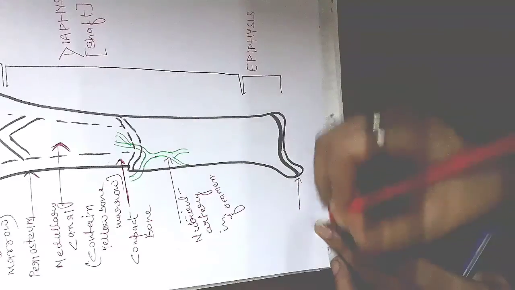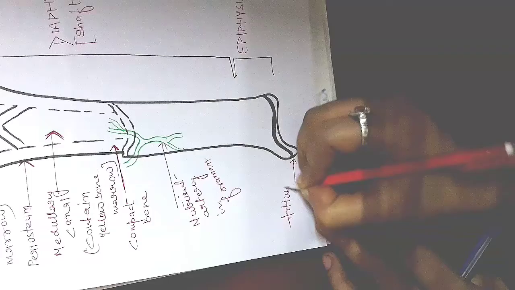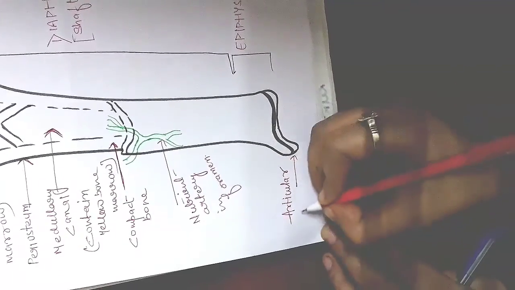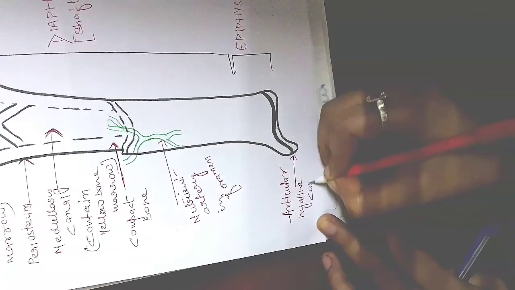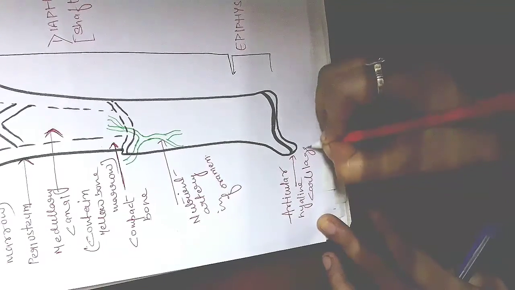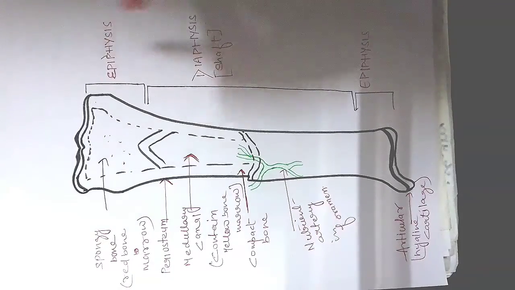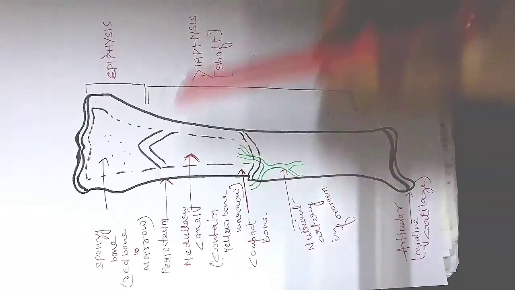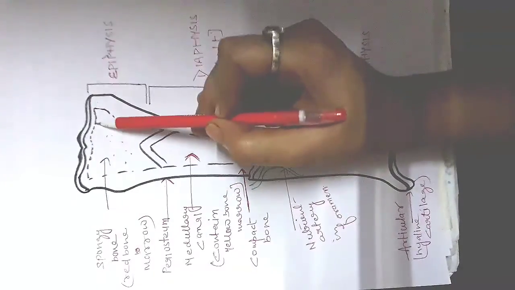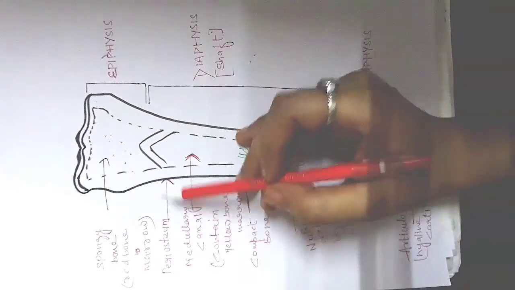At the end of the long bone, here it is the articular cartilage, which is made up of hyaline cartilage. So we have studied the long bone, which has three parts: epiphysis, diaphysis, and again epiphysis. The diaphysis is known as the shaft. The inner part is made up of spongy bone, and the outer part is called the periosteum.